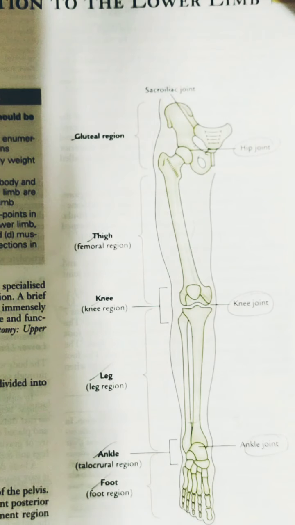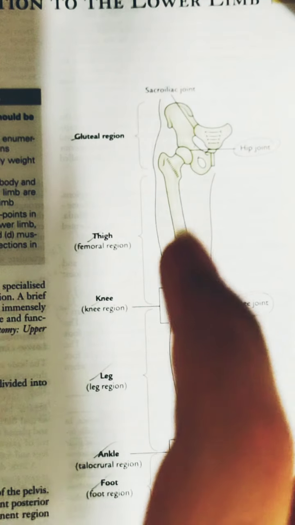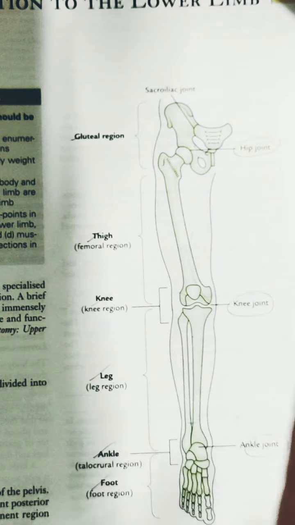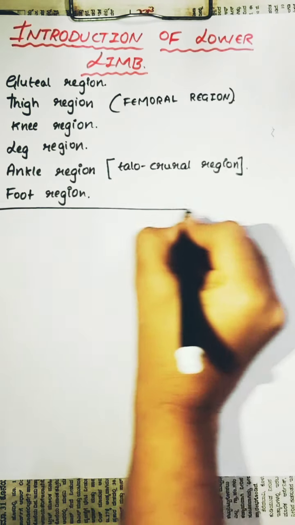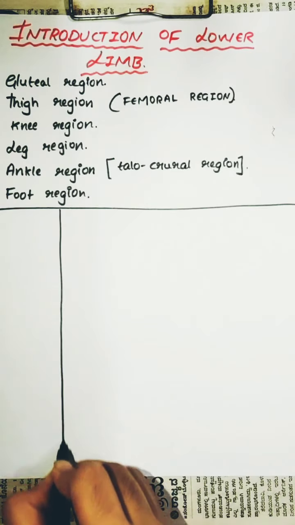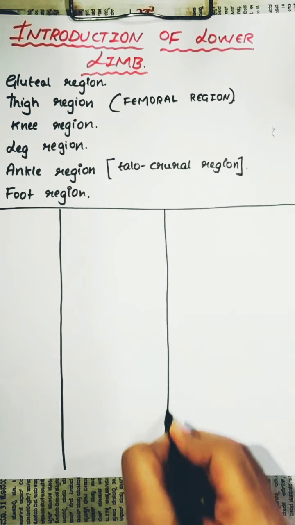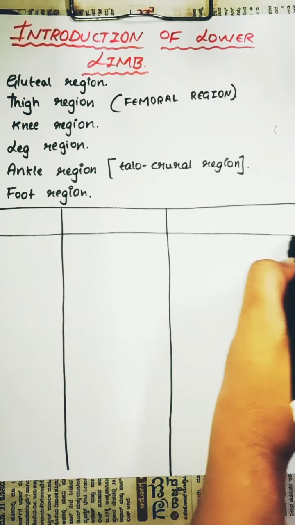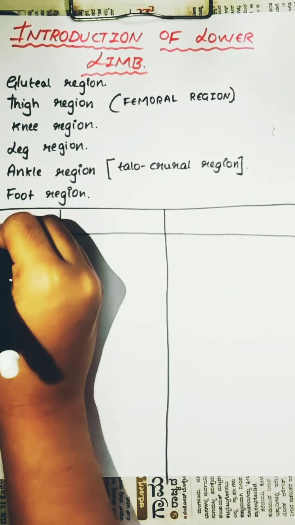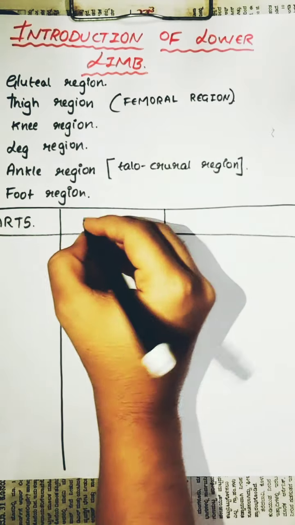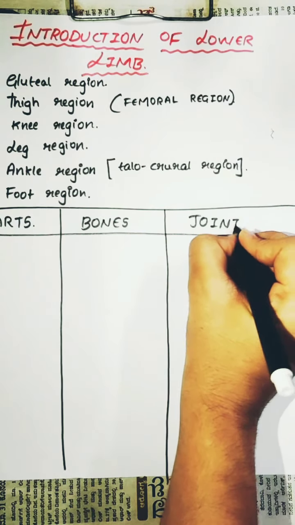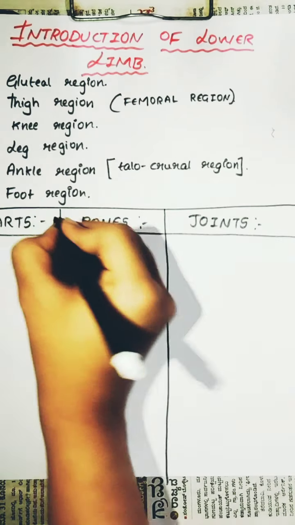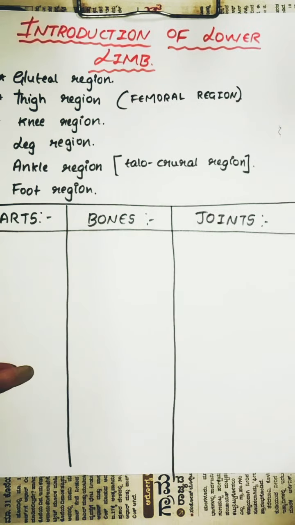Now we'll look at what bones and joints are present in the lower limb. We'll make a table with three columns so that we can understand all the parts, bones and joints better. The first column is for parts, the second column is for bones, and the third column is for joints.